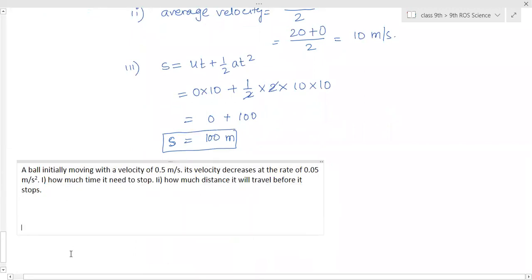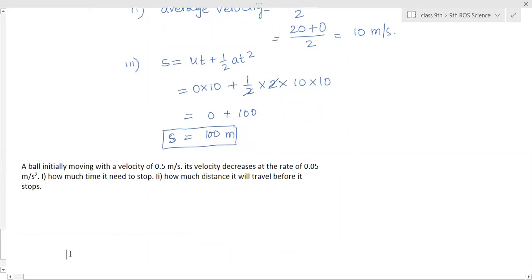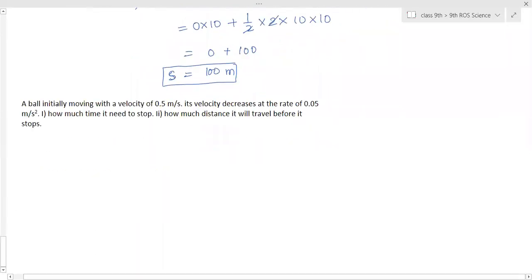A ball is initially moving with a velocity of 0.5 meter per second. Its velocity decreases at the rate of 0.05 meter per second square. How much time does it need to stop, and how much distance will it travel before it stops? The ball is initially moving with 0.5 meter per second, that means initial velocity is 0.5 meter per second.